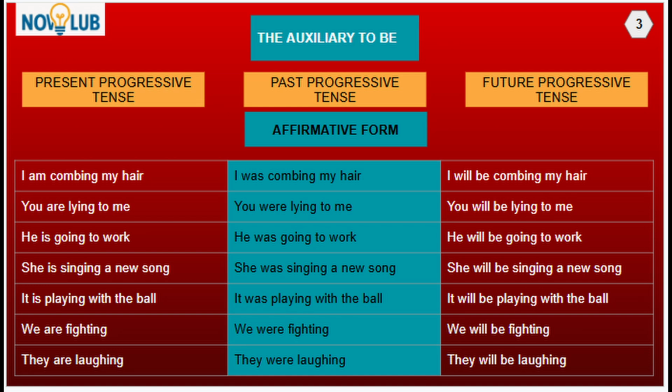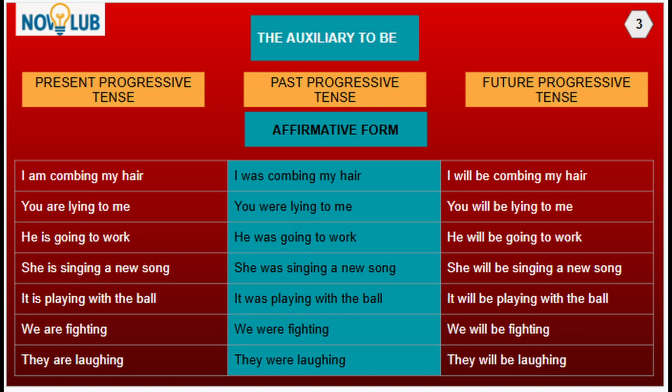You are lying to me. He is going to work. She is singing a new song. It is playing with the ball. We are fighting. They are laughing. You see, these sentences are in the present, but not the usual present; they are present progressive tense actions.